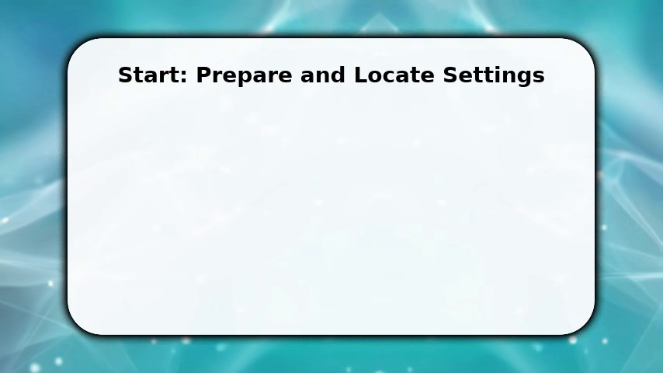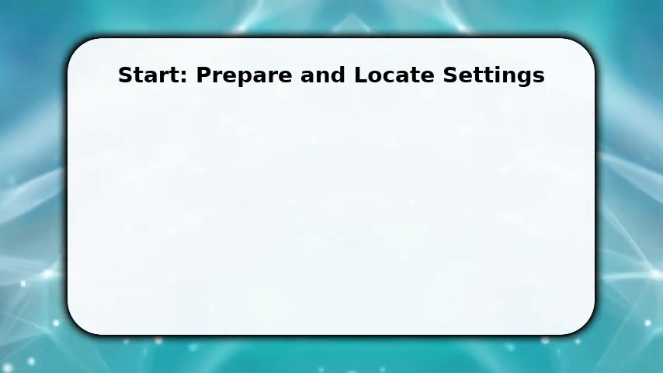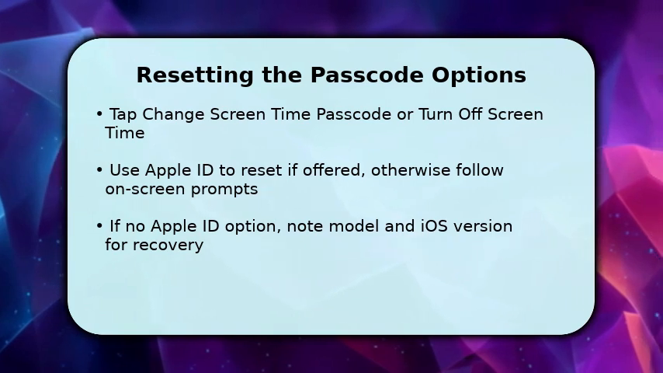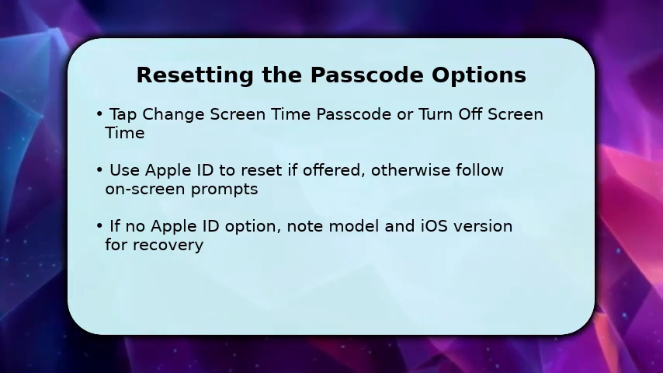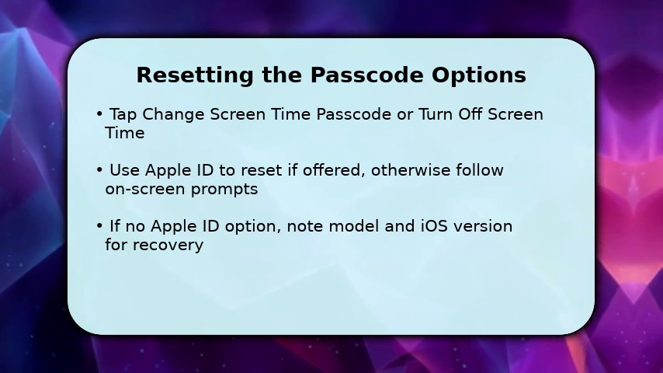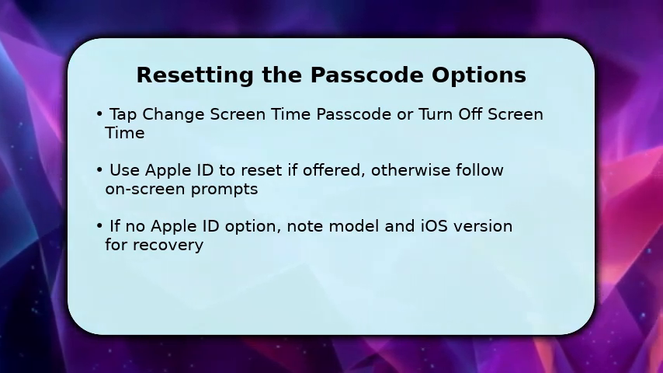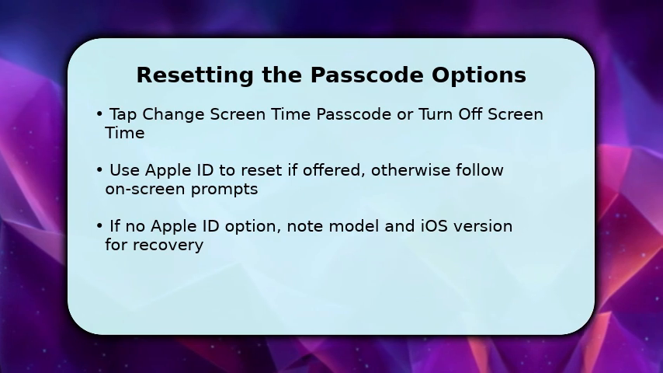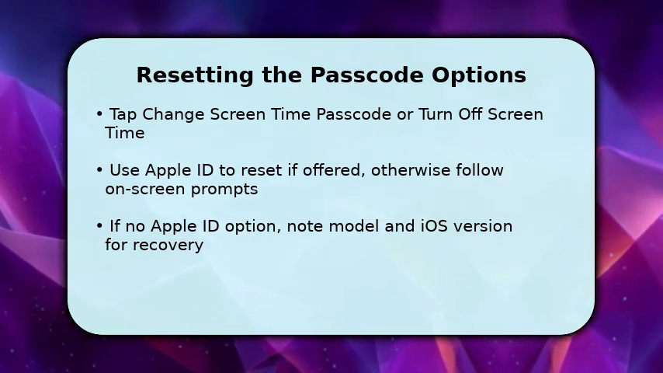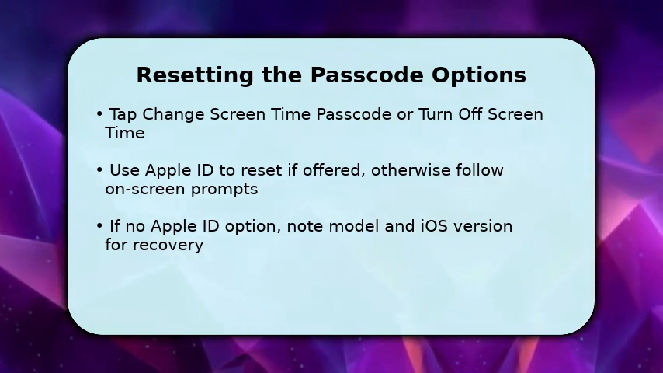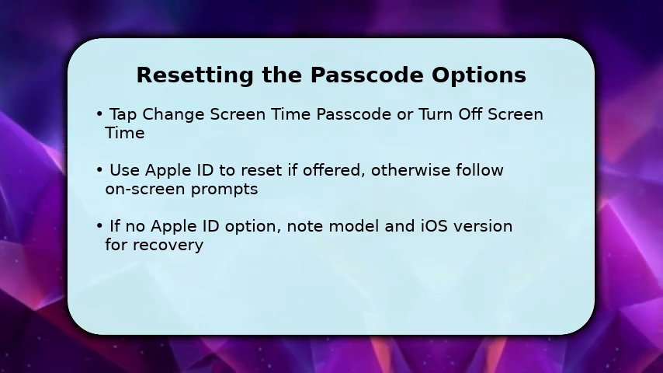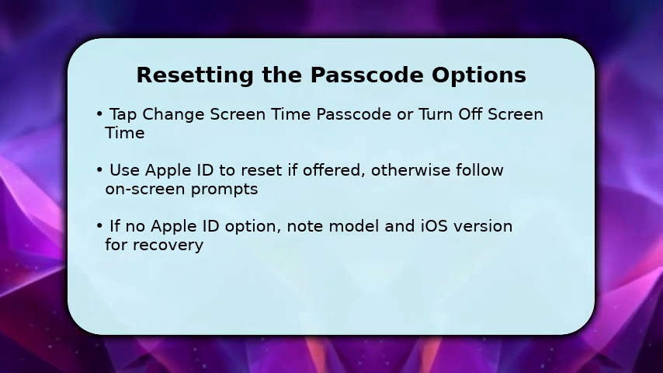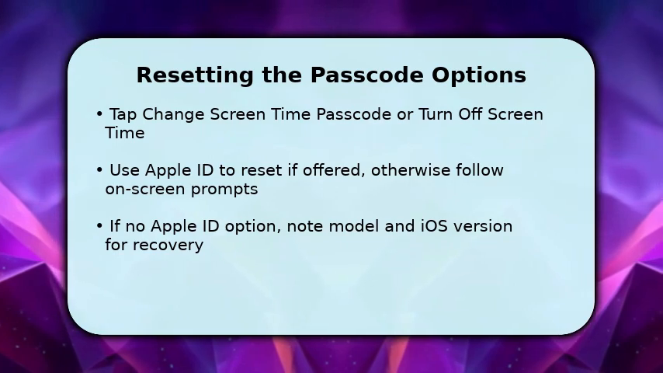Now proceed to change or disable the Screen Time passcode. Tap Change Screen Time Passcode, then choose Turn Off Screen Time Passcode if you want to remove it. If prompted, select the option to reset via your Apple ID. This verifies your identity and restores access without erasing the device. If that option does not appear, follow the on-screen verification prompts and note your device model and iOS version. This information matters. Finish by confirming the passcode change took effect and testing restricted settings now accessible.